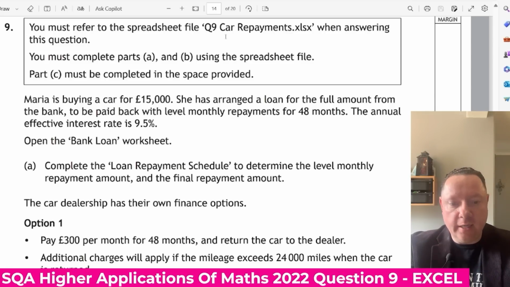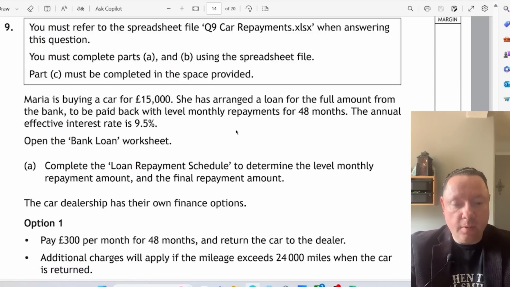You must have the spreadsheet Q9 car repayments when answering this question. Okay. Maria is buying a car for £15,000. She's arranged a loan for the full amount from the bank to be paid back with level monthly repayments for 48 months. The annual effective interest rate is 9.5%, with the complete loan repayment schedule to determine the level repayment amount and final repayment amount.